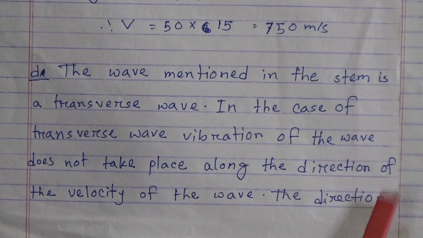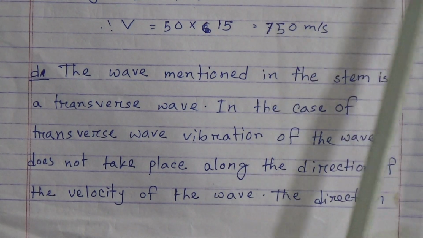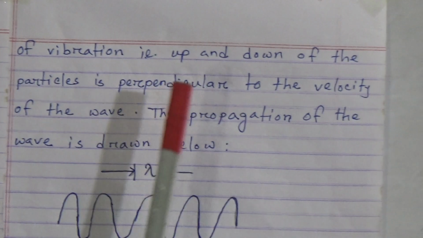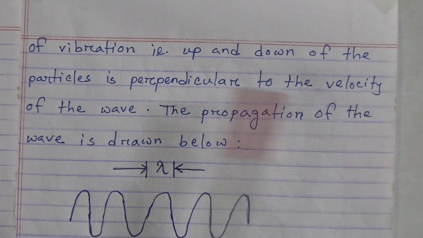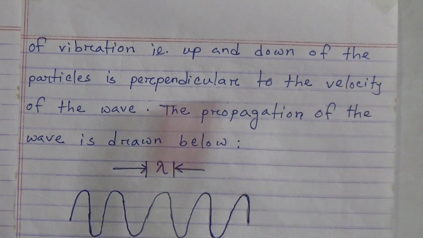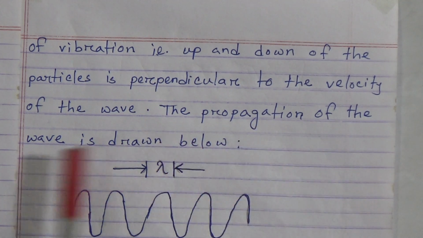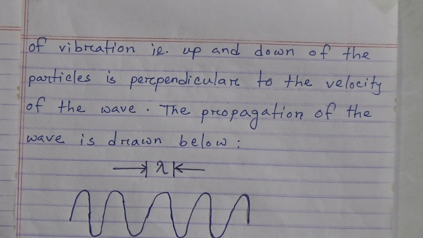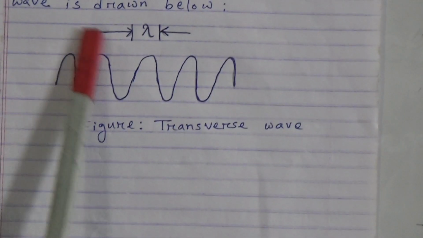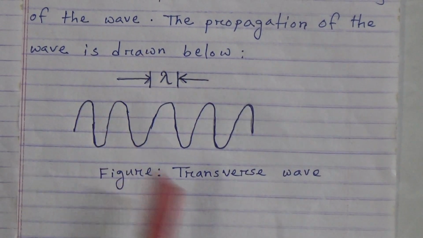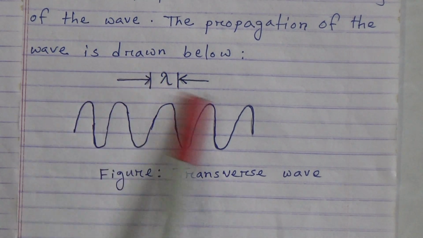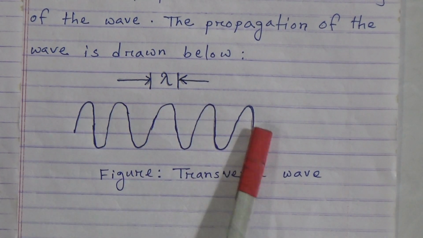The direction of vibration, that is the up and down motion of the particles, is perpendicular to the velocity of the wave. The propagation of the wave is drawn below. Okay, this is the propagation of the wave. It goes up and down like this, and this is a transverse wave. Here lambda is the wavelength.